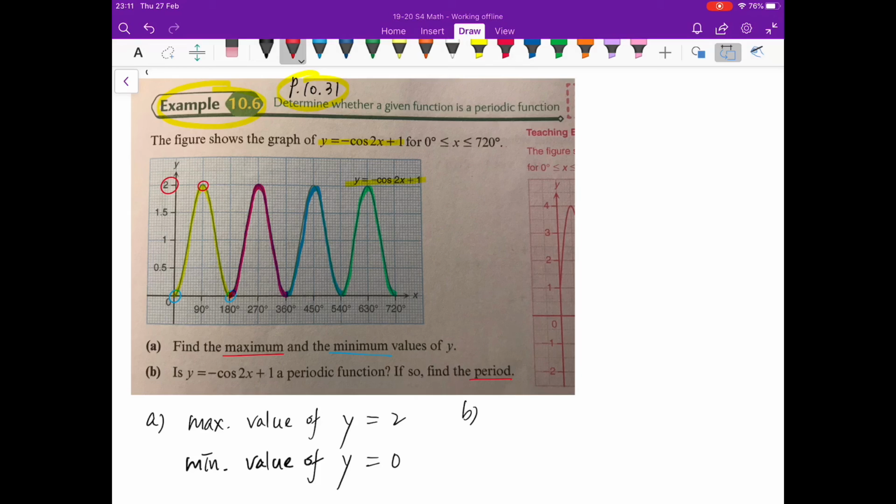So that means for one time, it takes 180 degree. So every 180 degree, it repeats itself. As you can see, the gaps are even, are equal. And this is the period. So therefore, we can answer the question that the period is equal to 180 degree.